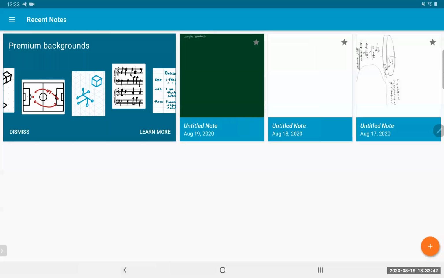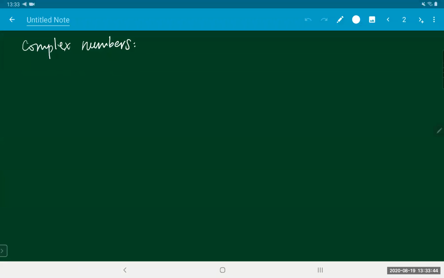So we'll continue with our discussion on complex numbers. Just to remind you, we started off with saying that a complex number is of the form a plus ib, where i is defined as square root of -1. This is an imaginary number. a and b are real numbers, and we refer to them as the real part of z and the imaginary part of z.